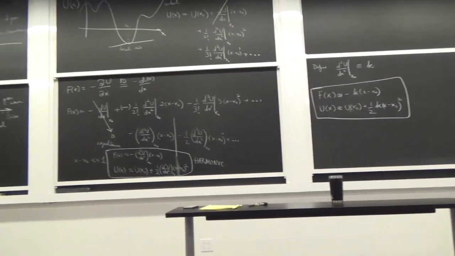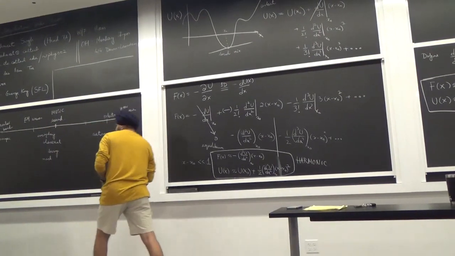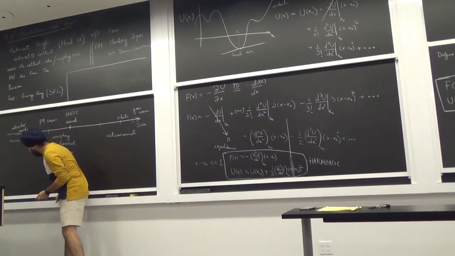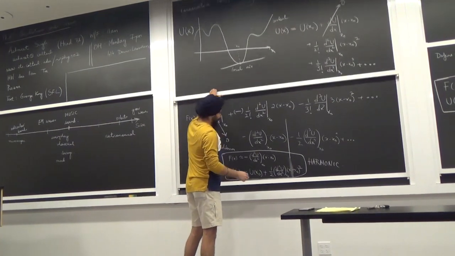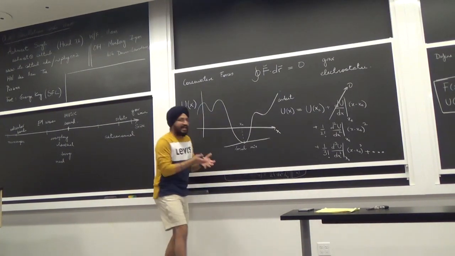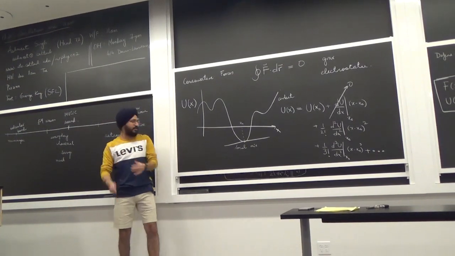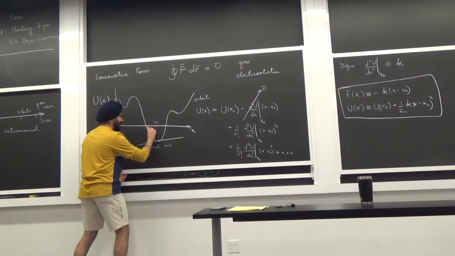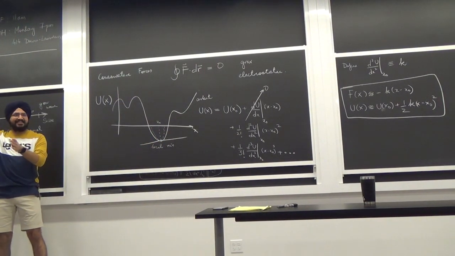Now what that says is, you might say, that was just math. What did I learn here? Like, what's the underlying physical reality? The reality is that for any arbitrary shape potential about a minimum, for small displacements, you can approximate it as a parabolic curve. Okay? Think about it.